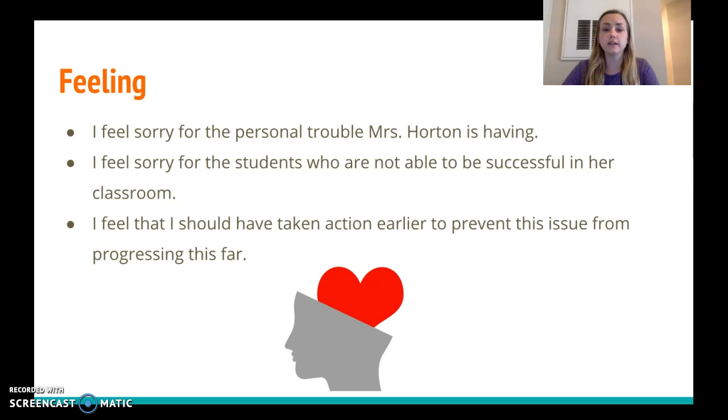And then I also feel like this issue should not have progressed this far. So obviously, I am the principal in this case, but Mrs. Wilson, the true principal, should have handled this issue when Mrs. Horton was being combative with staff members and the original parent complaints came through, rather than waiting until this escalated to this point.